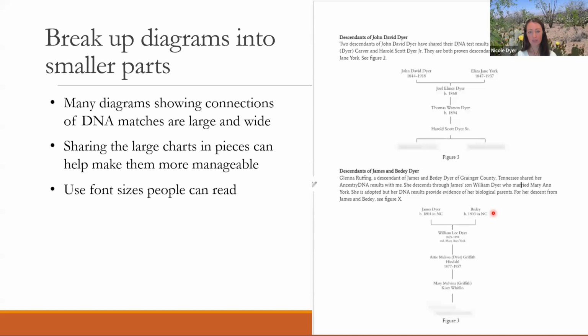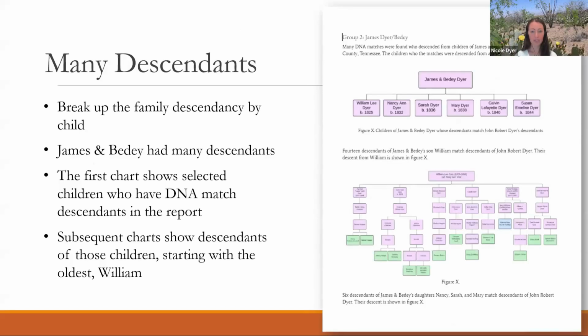In my report, I had a section about the base test takers, the people whose results I have access to. Since I haven't connected these to a common ancestor, it was pretty easy to put them in a larger font size so everyone can read. But when I was showing all the matches, it was a little bit harder. I have a lot of matches descending from James and Betty Dyer, and the matches descend from all these different children of theirs. This isn't inclusive of all their children. These are just the children who had matches that I found.